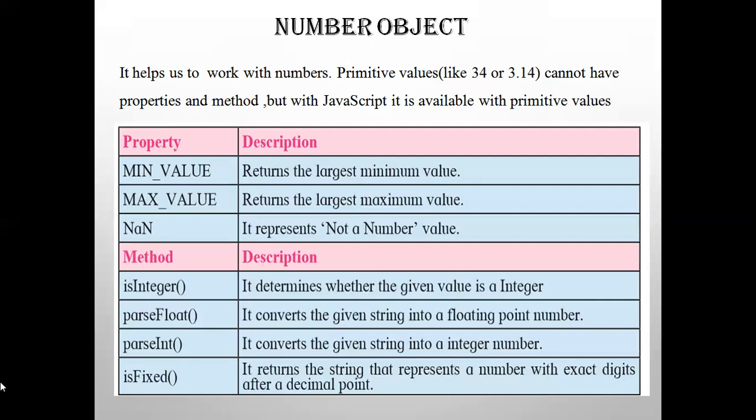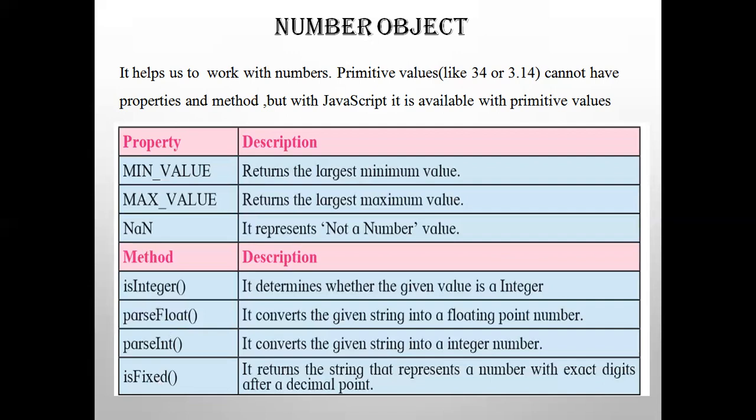And the last one is toFixed. Here you have to make a correction in the textbook. It is not fixed, it is toFixed. T-O, toFixed. It returns the string that represents a number with exact digits after the decimal point. It rounds values beyond 0.5 after the decimal and converts it into an integer. So these are the four methods. Let us use these methods and solve some examples.